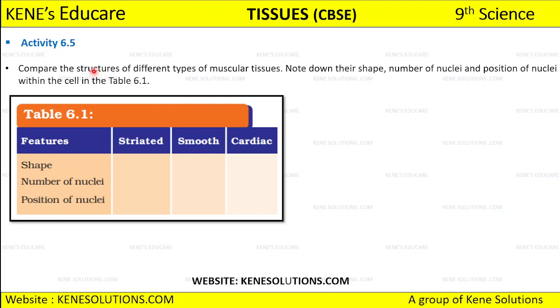Okay, so now this is an activity which I want you all to do. You need to compare the structure of different types of muscular tissues which have been given. After comparing the structure, you have to note down their shape, the number of nuclei which is present, the position of the nuclei within the cell. तो आपको shape लिखना है, number of nuclei, position within the cell. You have to write that, and this is your table. You need to find it out and you have to write it. Okay.